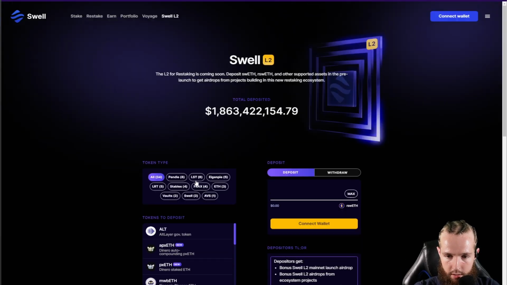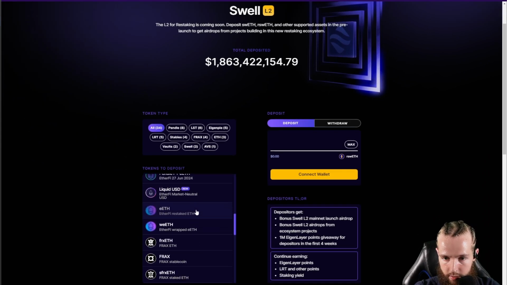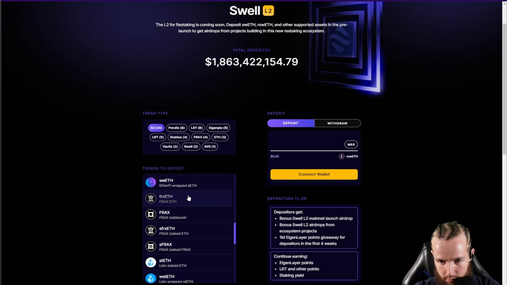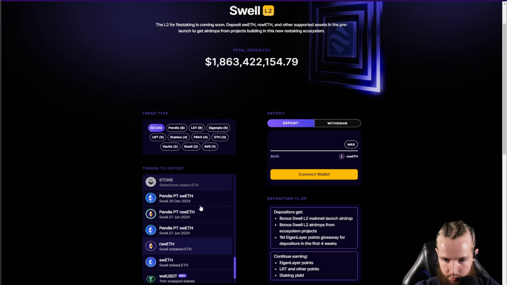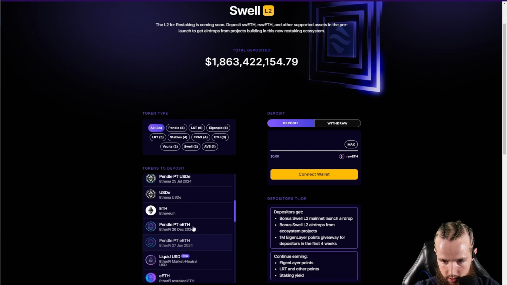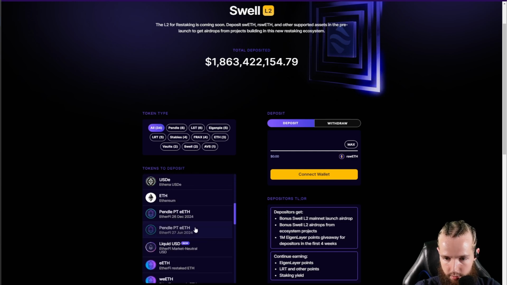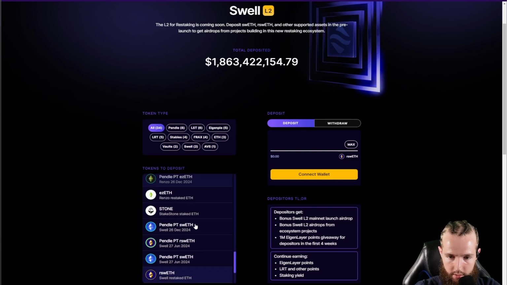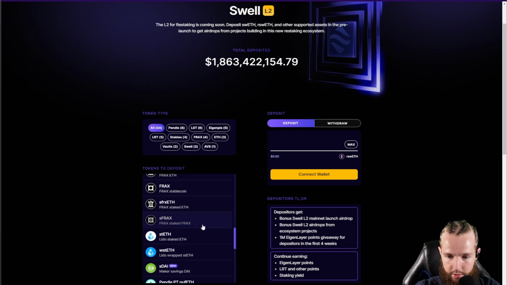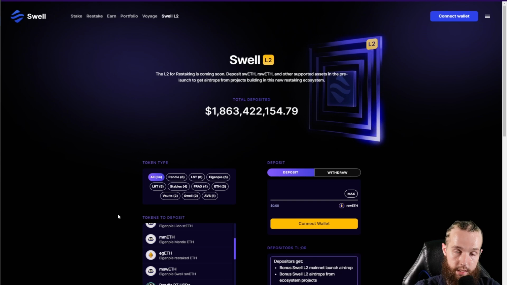As you can see here on Swell's Layer 2, these are the tokens that you can deposit, the list here. If we scroll down, we can see that we have access to USDe, Pendle's PT USDe, as well as, I think that's it for Athena. Here is just USDe standard, and then the Pendle PT USDe as well. So both of those are available there.